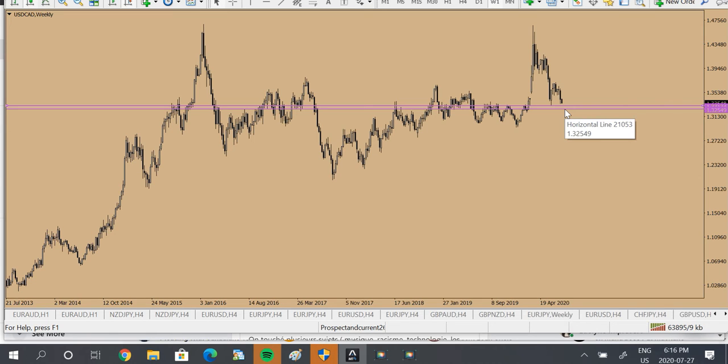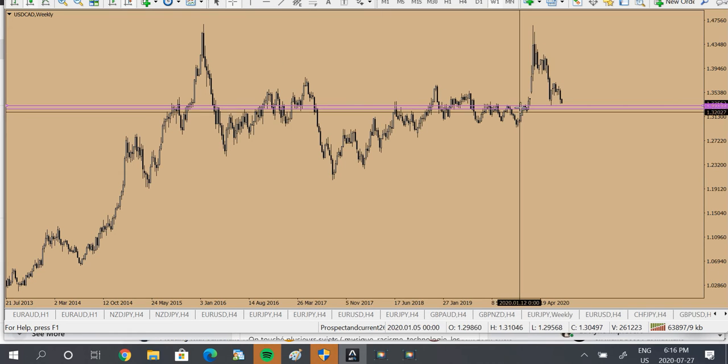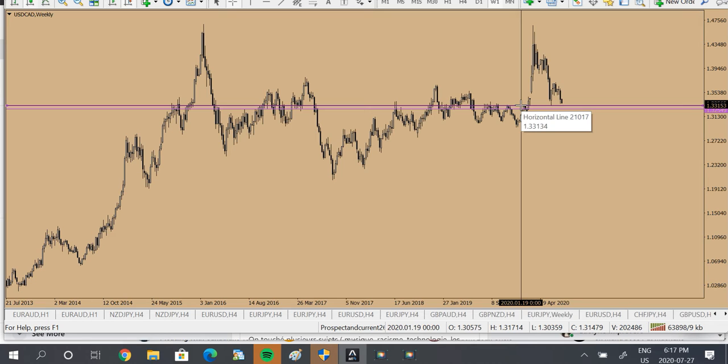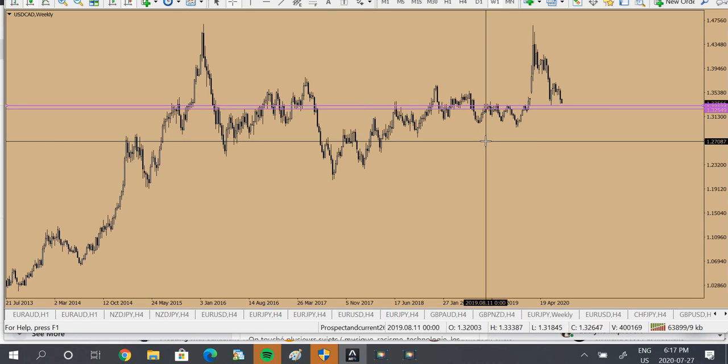So once it hits that area or that price action, 132.549 or at the 131.33, we should start considering that pair to take a buy.